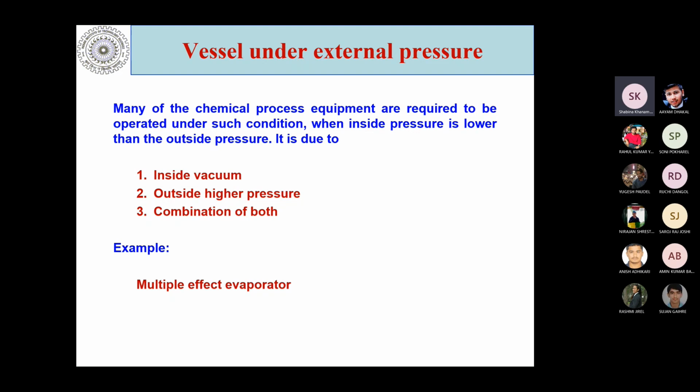Okay, so in that case, when we consider the multiple effect evaporator, these basically fall under the category of external pressure vessels. Similarly, we have the distillation column, which can be operated under vacuum. So that is designed considering the external pressure vessel design steps which we are going to discuss.